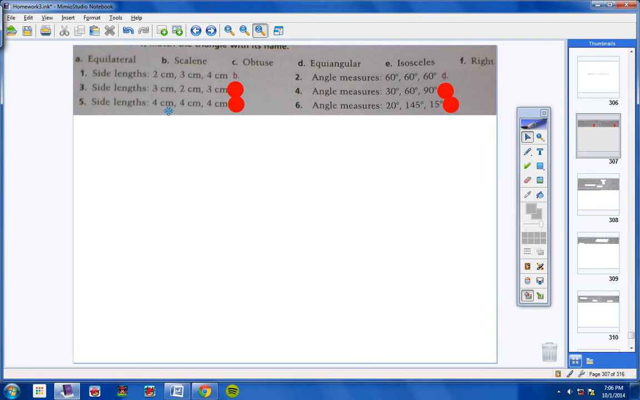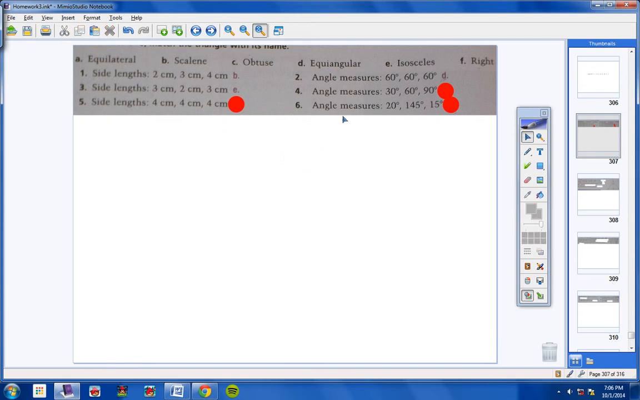Number 3, we have a triangle that has side measurements of 3, 2, and 3. So we have two sides that are congruent. Well, whenever a triangle has two sides that are congruent, we call that an isosceles triangle, and that would be letter E, isosceles triangle. All right.